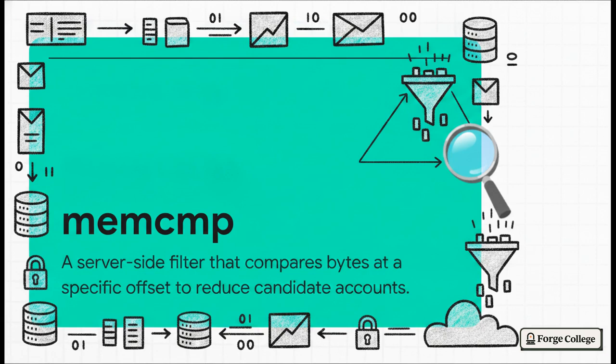We need server-side filters. Enter memcmp, which is short for memory compare. This is a brilliant little filter that you send directly to the RPC node. It basically tells the node to only return accounts where the bytes at a very specific offset match exactly what you're looking for. By doing this filtering server-side, a well-placed memcmp saves the RPC node from scanning and sending back a mountain of unnecessary junk. It is an absolute game changer for performance.